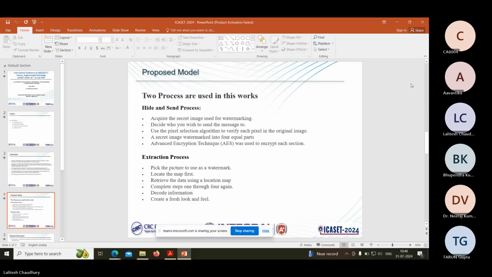Encryption process. Pick the picture to use as a watermark. Locate the map first. Retrieve the data using a location map. Complete steps 1 through 4 again. Decode information. Create a fresh look and feel.